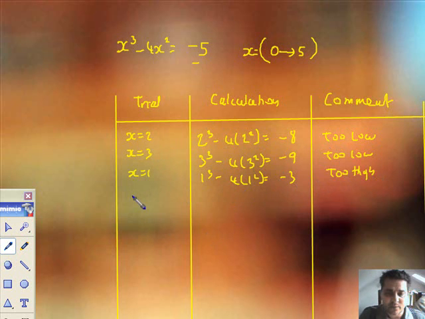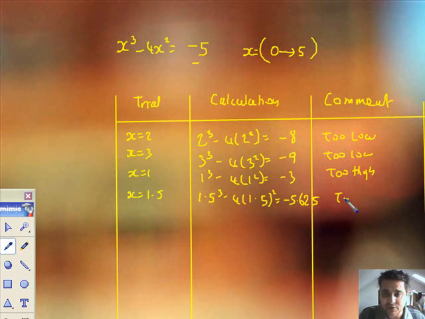Right, so then I went for 1.5. So this is my trial. Okay, just keep pumping them in like this. And that came to minus 5.625. And that's obviously too small. That's not too bad though.